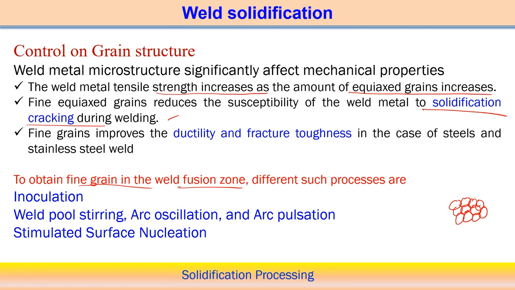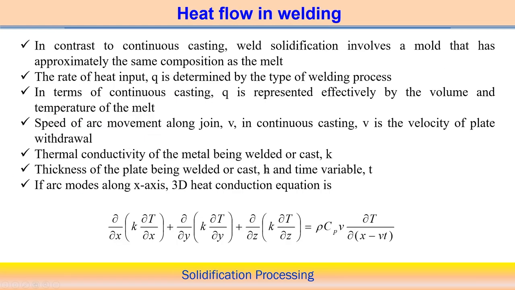Even arc pulsation: instead of a continuous current, if we create a pulsed arc current, some part is heating and then allowing cooling, so the more pulsation we create, the more it will promote an equiaxed structure. And apart from this, stimulated surface nucleation: if you promote or expedite the surface nucleation process, that also influences the rate of the heterogeneous nucleation process within the weld structure. And when you incorporate a higher rate of heterogeneous nucleation, it will create some kind of equiaxed structure in the solidified weld.